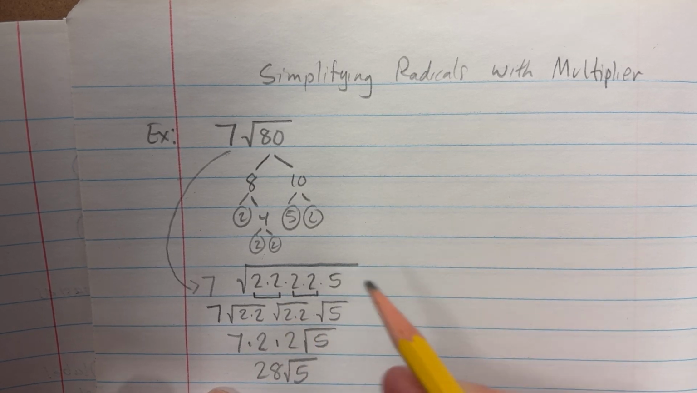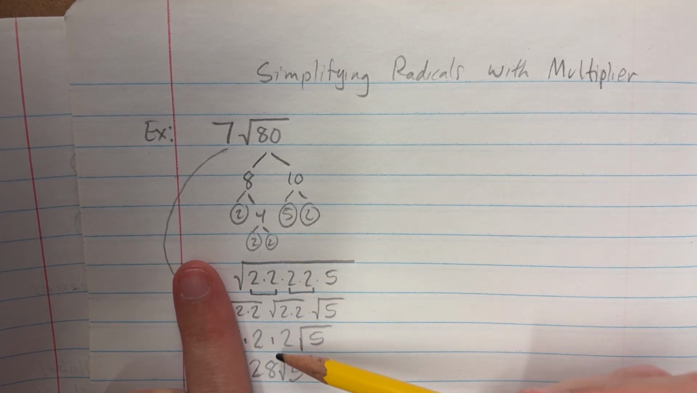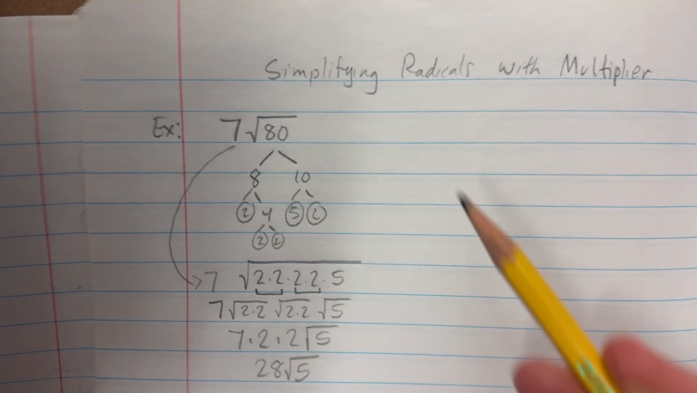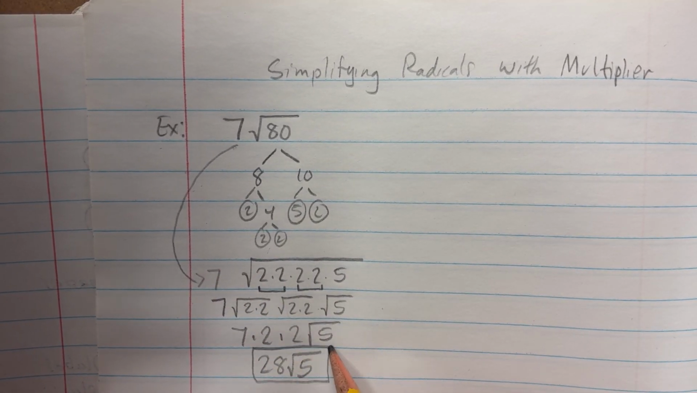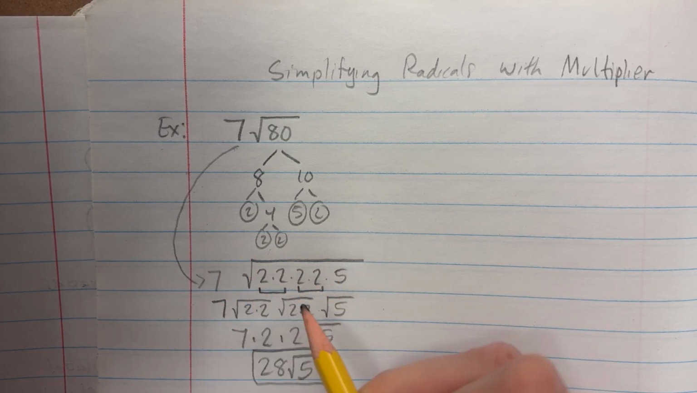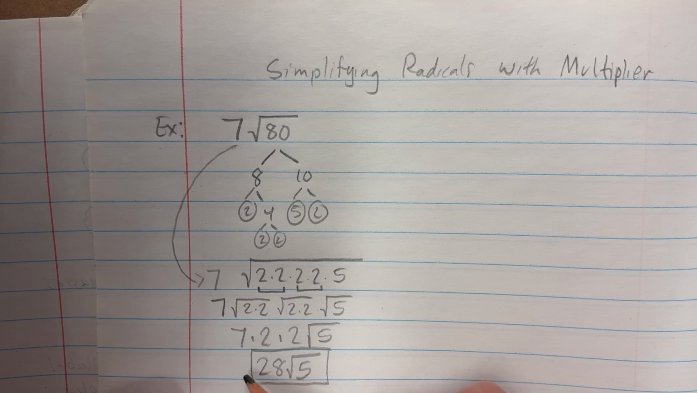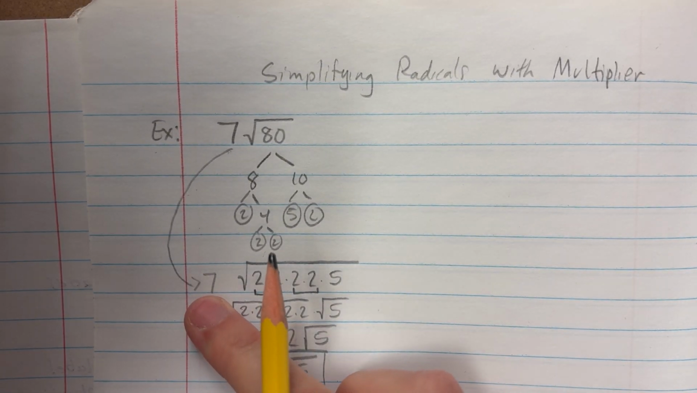And I literally could have done this, watch, I'm going to hide the 7. I could have done this all the way down and gotten 4 root 5 and then just multiplied 4 times 7 at the end. Multiplying by 7 can just be the last step. I happened to put it right here, but I could have ignored the 7 completely, gotten 4 root 5, and multiplied by the 7 at the end. It doesn't matter. The key is just not to forget it.